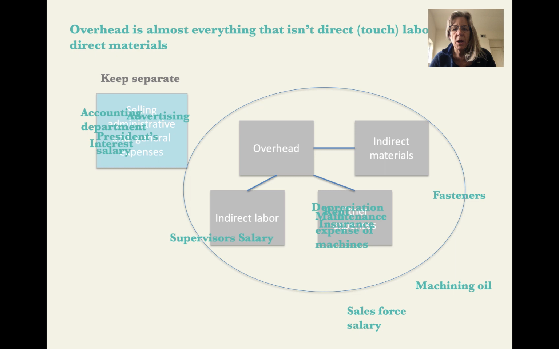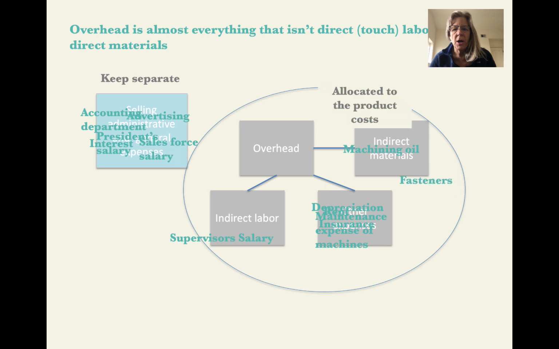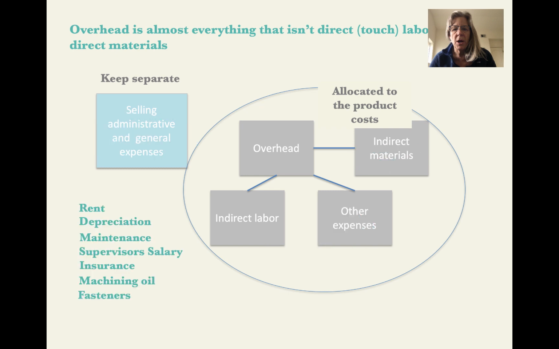Insurance has to do with the type of manufacturing you're doing, so it is included in this other expense category that's part of overhead. Sales force salary is, again, in the selling, administrative, and general expenses that are included in the management of the firm. Machining oil is an indirect material, so it's not tracked directly, but it should be allocated in the overhead. And then fasteners, again, are not tracked specifically in material costs, so they need to be allocated in overhead. So all of these items within this oval need to be allocated to overhead. The others are kept separate in selling, general, and administrative expense.